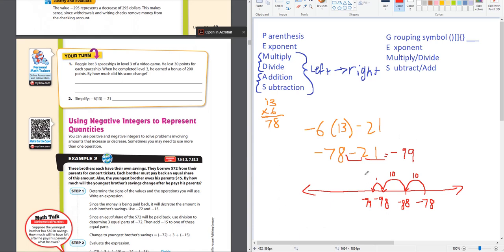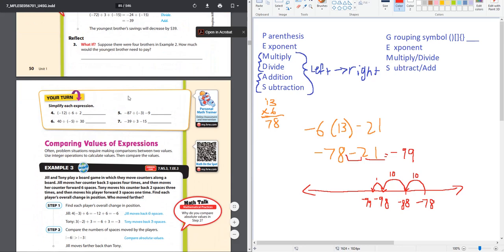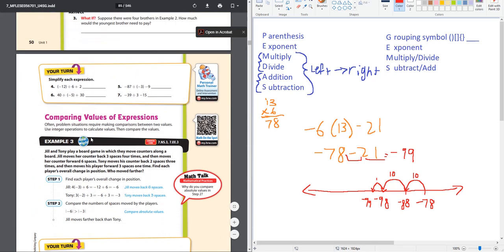If it's starting to make sense to you, awesome. If it doesn't, don't worry about it. We will go over it in class. But I'm going to keep doing a couple more. I'm going to finish these your turns. So let's see. Let's move this.